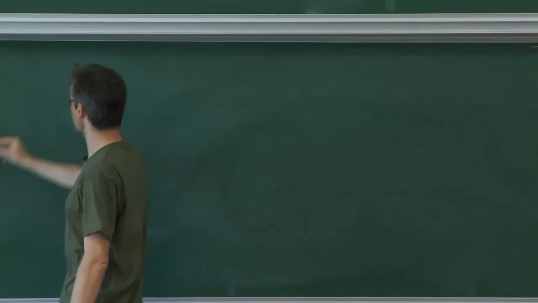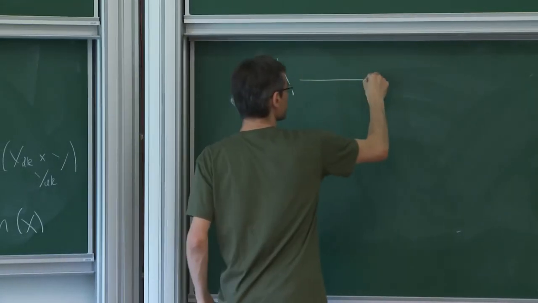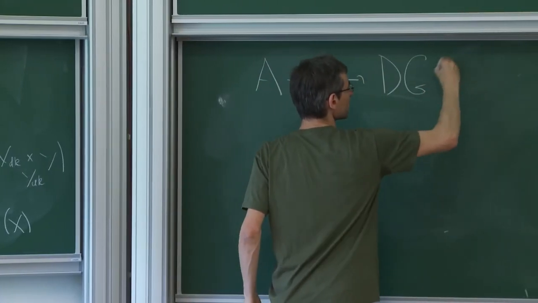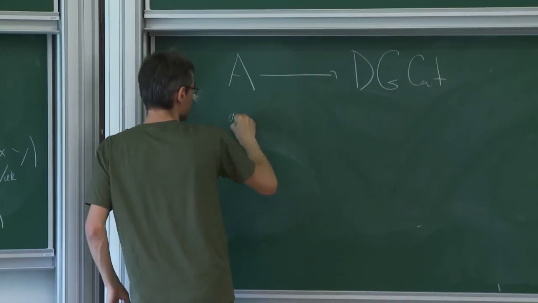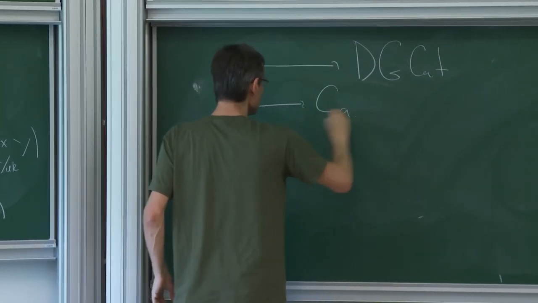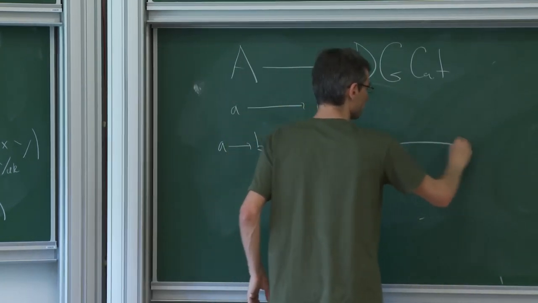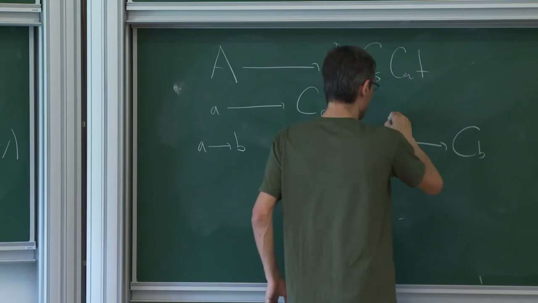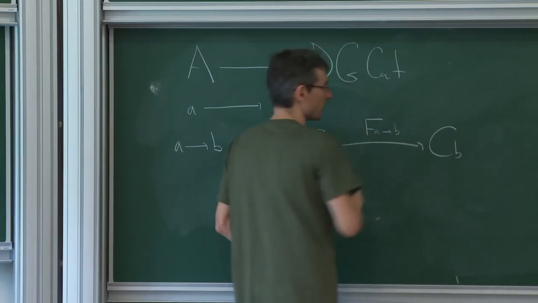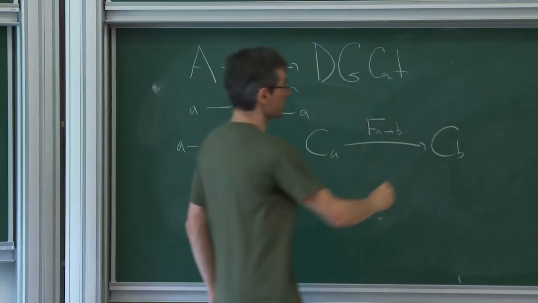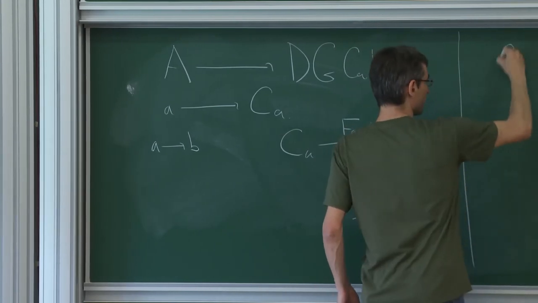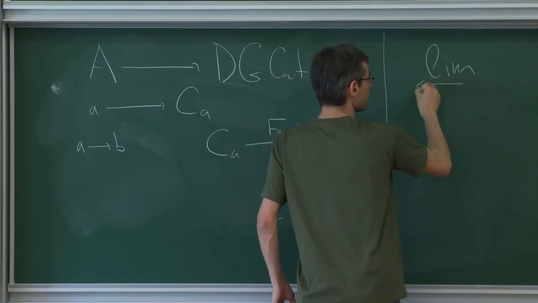Say you have some index category A, and you have a functor from A to DGCAT. So to objects of A, you have some DG category C, and when you have an arrow from A to B, you have functors, let me call them F_{A to B}. In this case, there are a couple of things you can do. One is something we've been doing all along: you can take the limit.